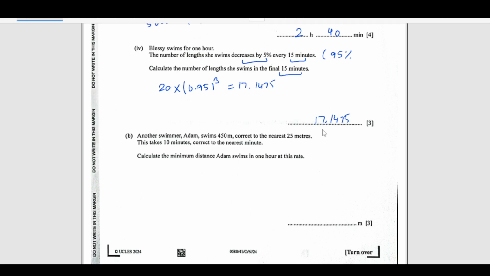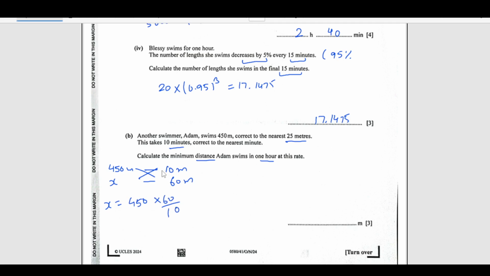17.1475, right? Now another swimmer, Adam, swims 450 meters, correct to the nearest 25 meters, and this takes 10 minutes, correct to the nearest minute. Calculate the minimum speed. Now we are looking for the distance in 1 hour. So 450 meters is covered in 10 minutes, right? So how much distance will be covered in 60 minutes? We are talking about 1 hour, right? So when you cross multiply, x is going to be 450 times 60 divided by 10, right?